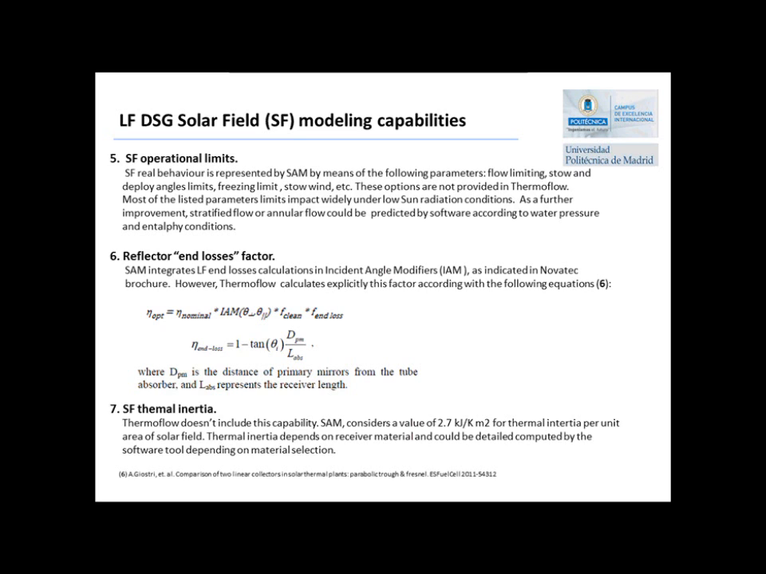Solar field thermal inertia. Thermoflow doesn't include this capability. Some consider a value of 2.7 kilojoule per square meter and Kelvin in the example of Novatec for thermal inertia per unit area of solar field. Thermal inertia depends on receiver material and could be computed in detail by the software tool depending on material selection. Next slide, please.